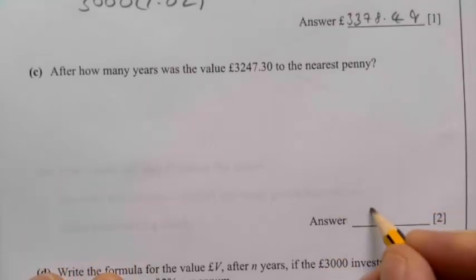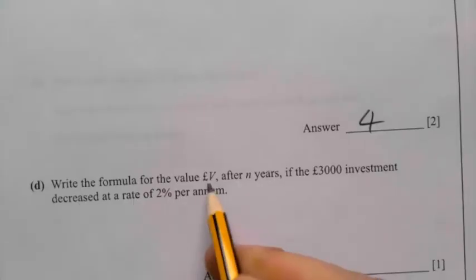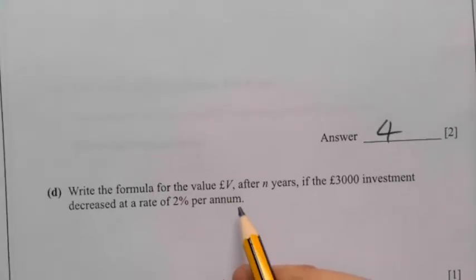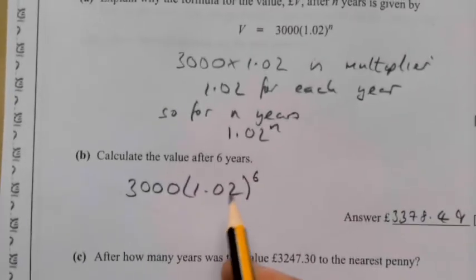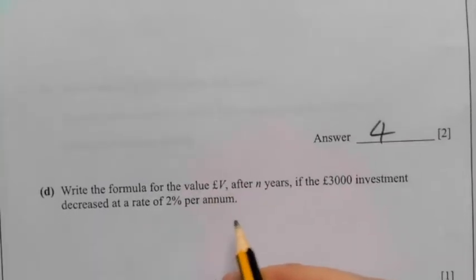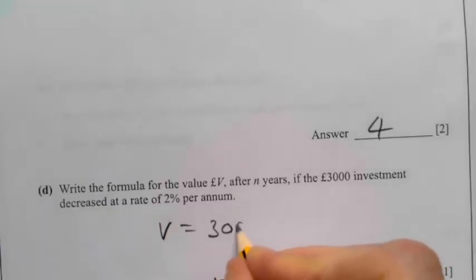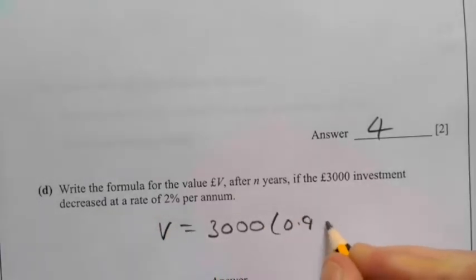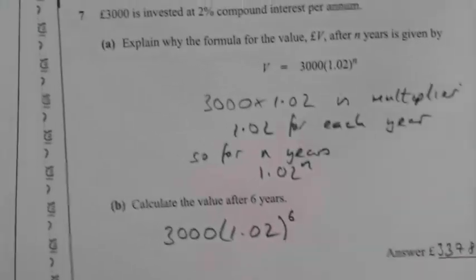3427.30. So it equals 4. Let's see. Write the formula for the value v after n years if the £3,000 investment decreased at a rate of 2% per annum. So instead of being like 102%, it would be 98%, because instead of adding the 2% on, you're taking it off. So it would be v equals 3,000 upon 0.98 to the power of n. I should have that written in there. Okay.